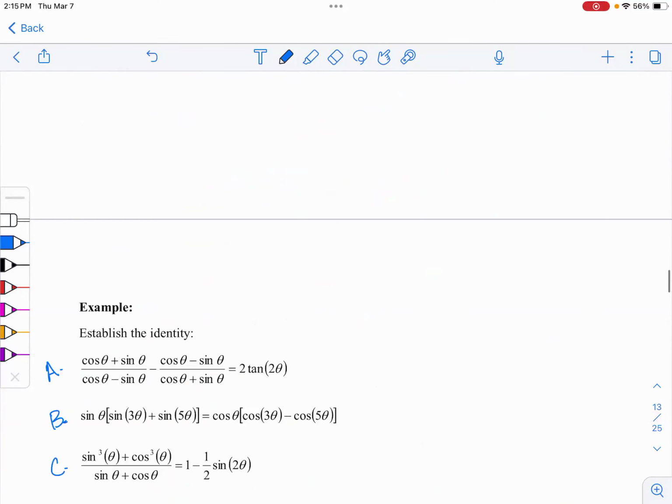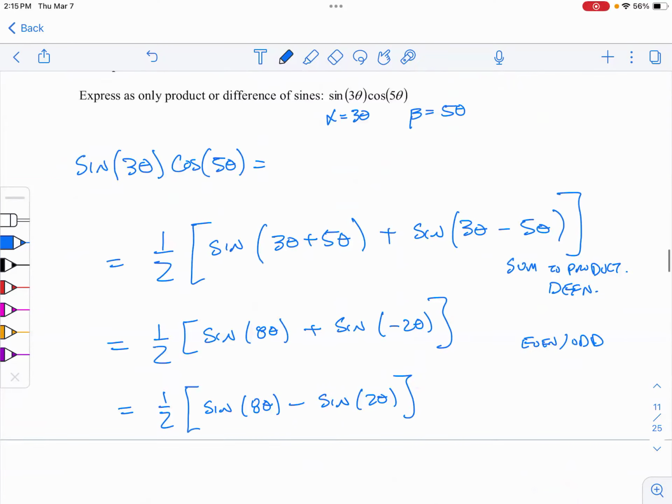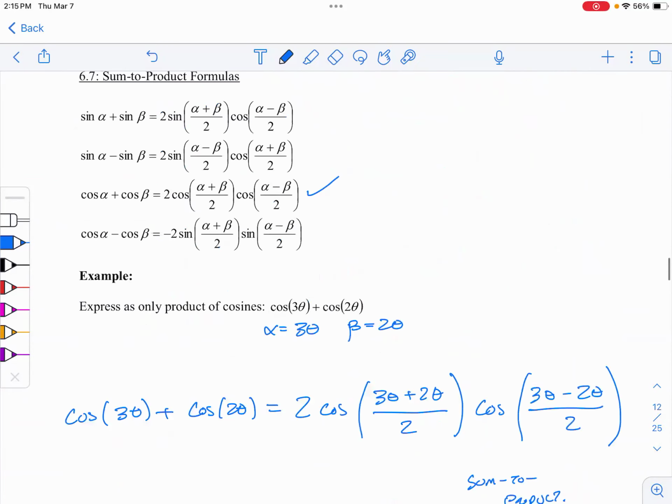Oh, we should have a half in there, right? Yeah, a half.